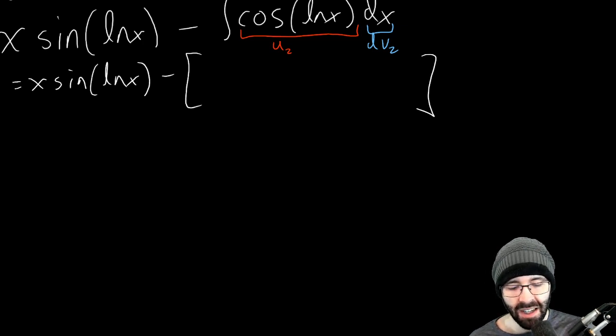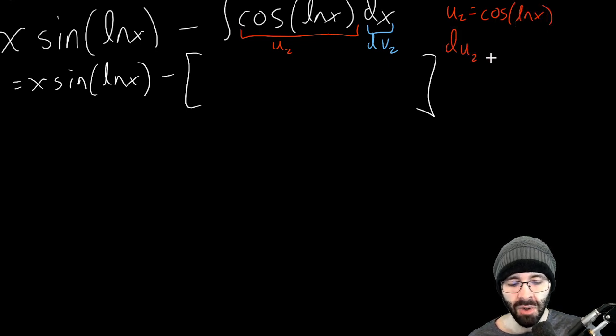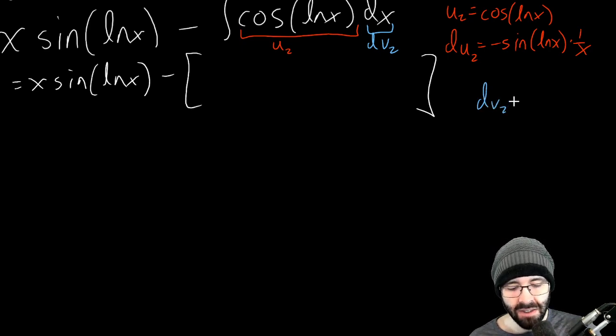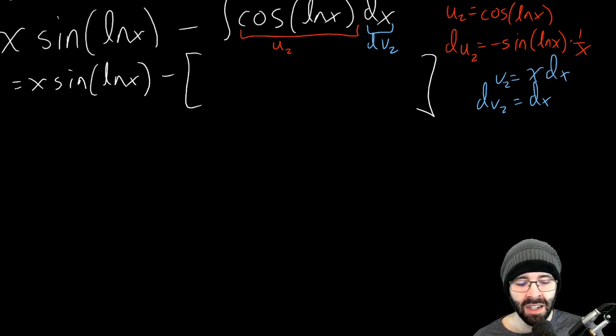Let's use integration by parts again. u2 is the cosine of ln of x. So du2 is negative sine of ln of x times 1 over x. Chain rule. dv2 was dx, so v was just x. We use integration by parts again.